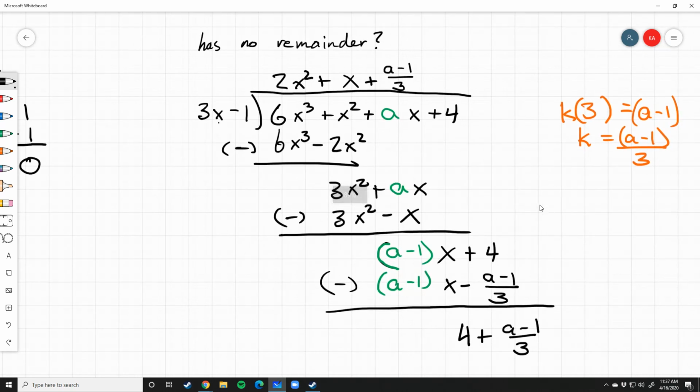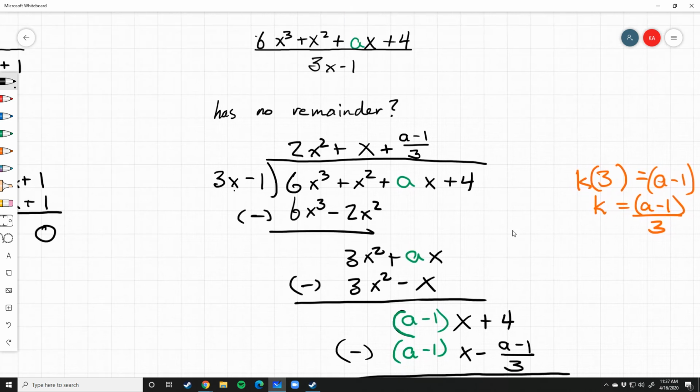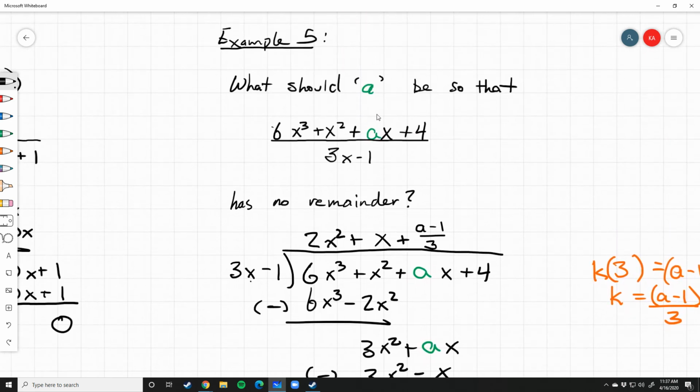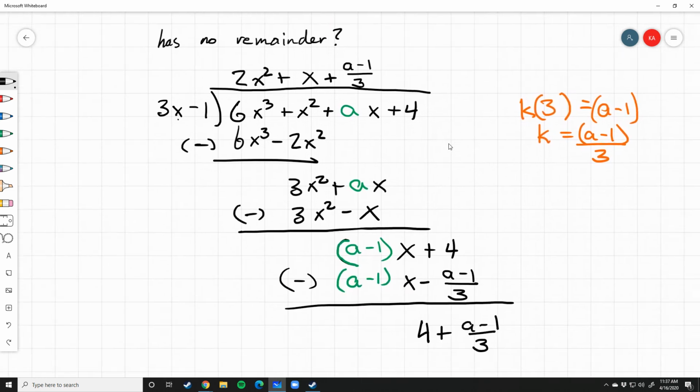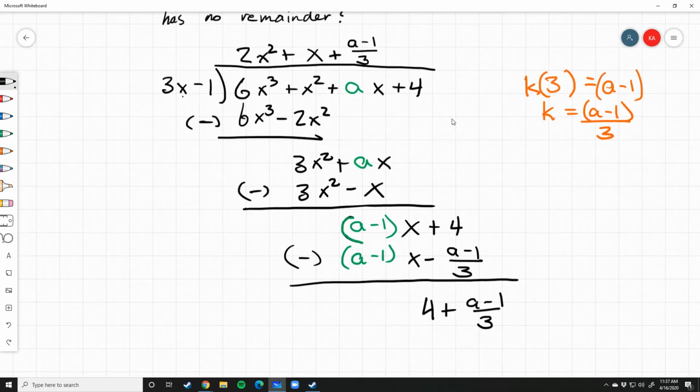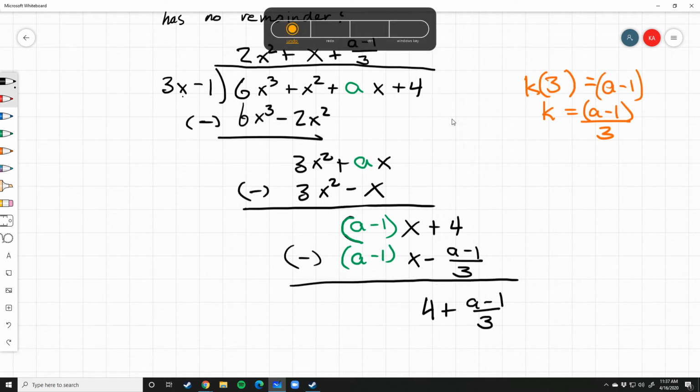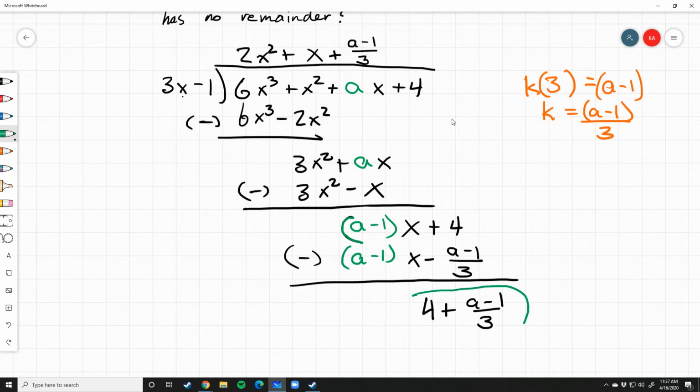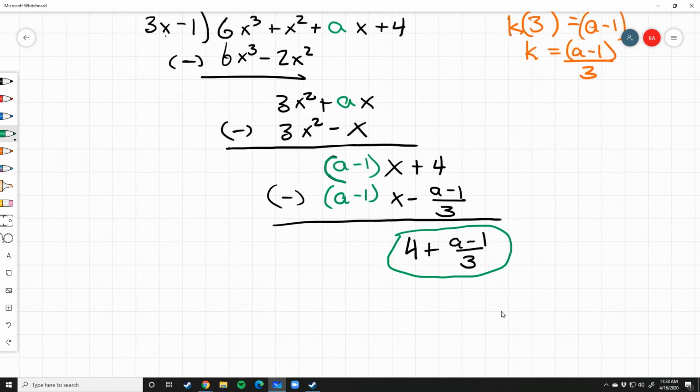Our original question here was to figure out what value of a we need so that this has no remainder. Well, if this has no remainder, this bottom stuff right down here needs to be 0. So let's just set it equal to 0 and solve for a. You might even be able to see what it should be just by looking at this equation, asking what I could plug in for a that makes this whole little expression 0. So that's what we want to find, because that'll get rid of the remainder. So what value of a makes this 0?